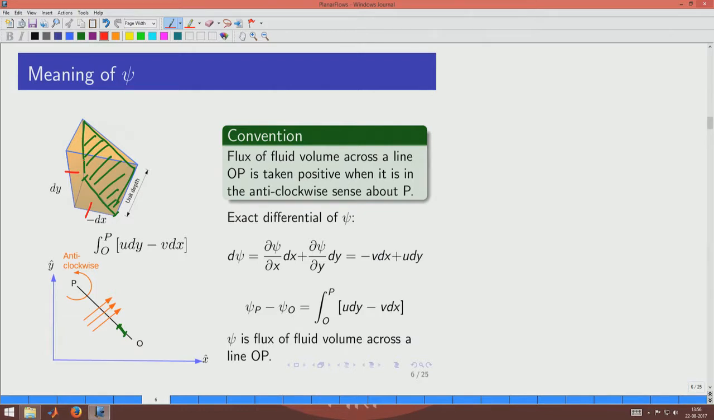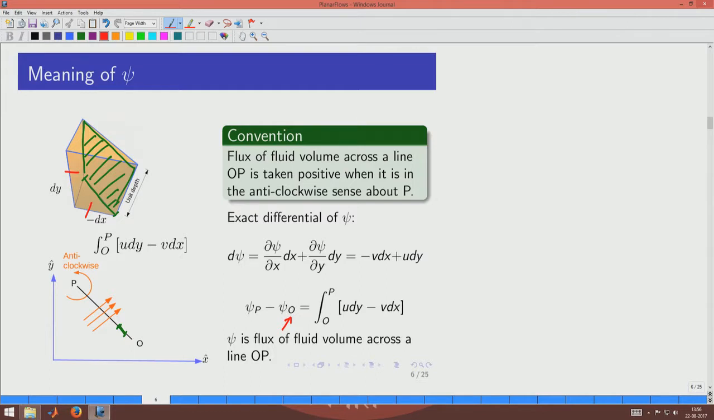Okay. So, you can actually split the components in this manner, and the convention that is used to tell whether psi is positive or negative is as follows. About P, the flow we are giving is anti-clockwise. So, I have given this direction here. If you are taking the value with reference to the point O, then psi P minus psi O is given as the flow through the line segment in the anti-clockwise direction. Now, why are we saying that it is actually the volume flow of fluid through that segment? That will be evident like this.